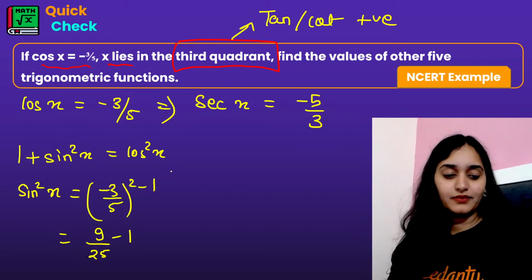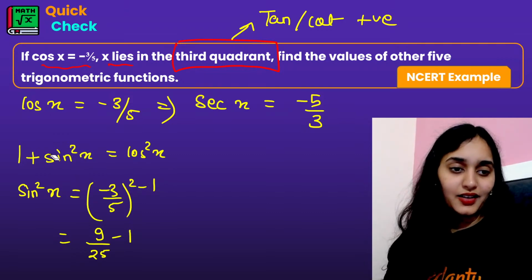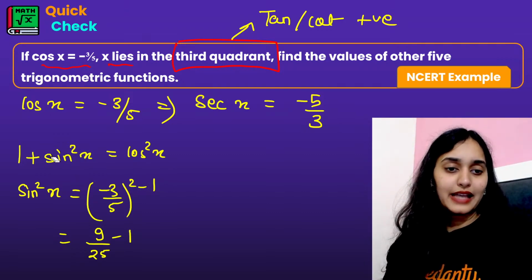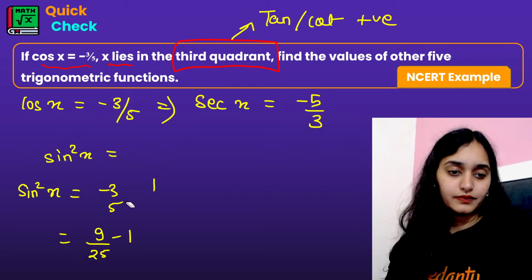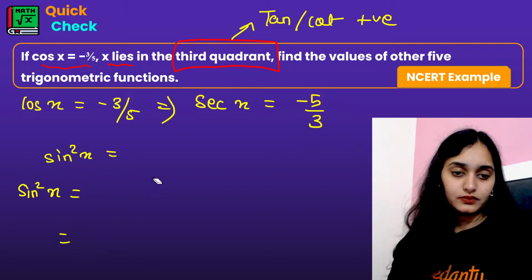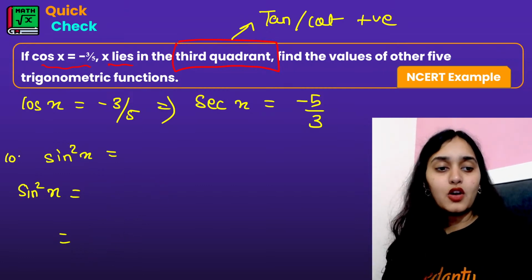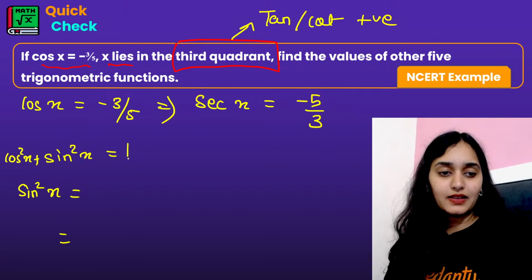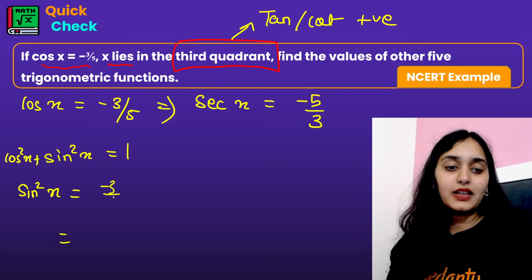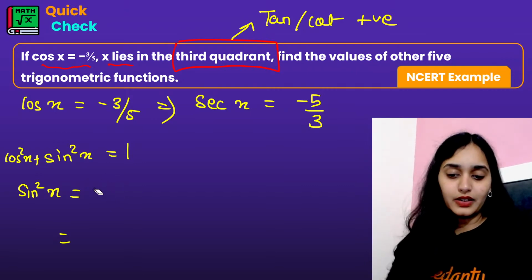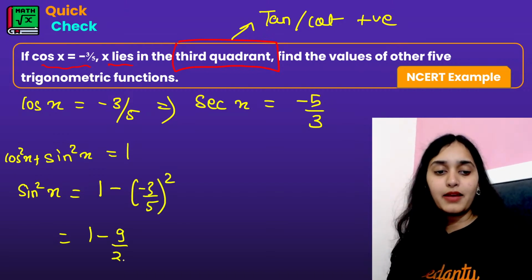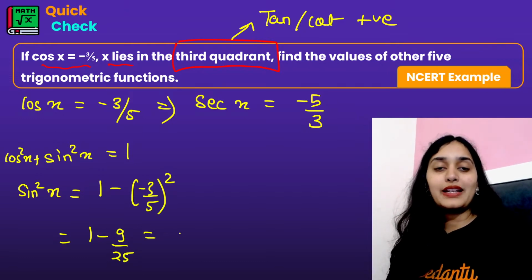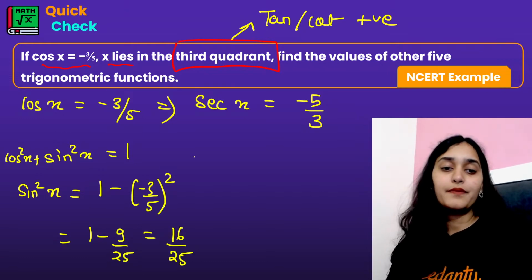Oh, sorry. My bad. We want the sine value, right? It is actually opposite. The formula is cos square x plus sine square x is 1. So sine square x will be 1 minus -3 by 5 whole square. So it is 1 minus 9 by 25. So 25 minus 9 is 16 by 25.